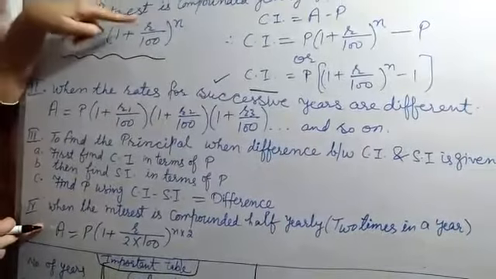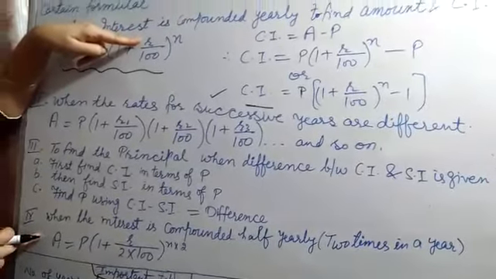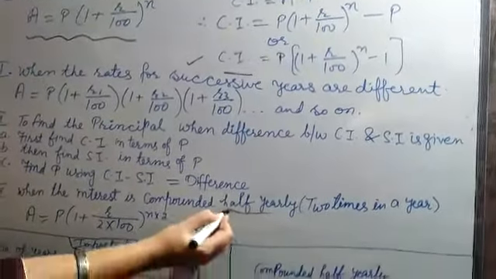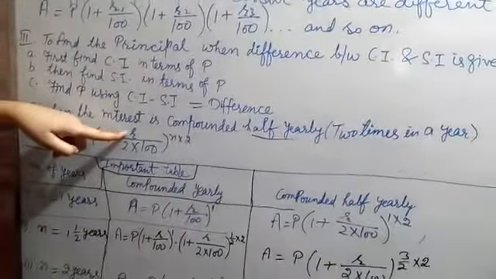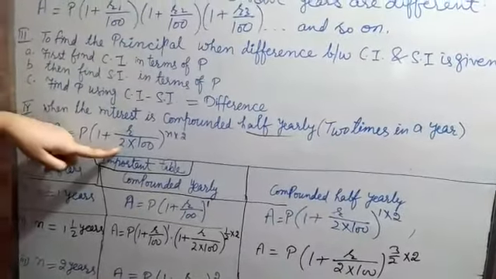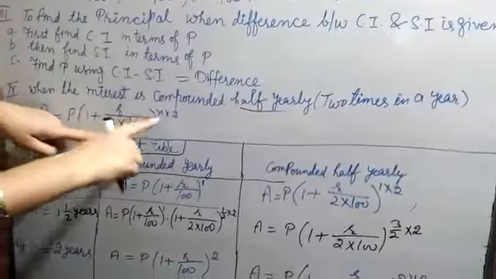How? See, your rate is given per annum. Here the rate was given yearly. Now we are using compounded half yearly. So the rate will change to half yearly, that is r by 2. So r by 2, this 2 is introduced here. And what about the time?